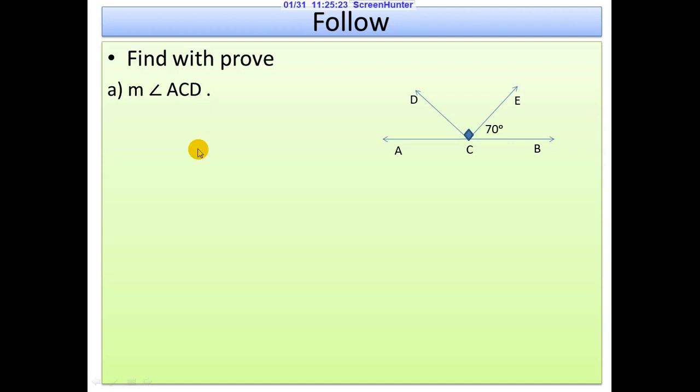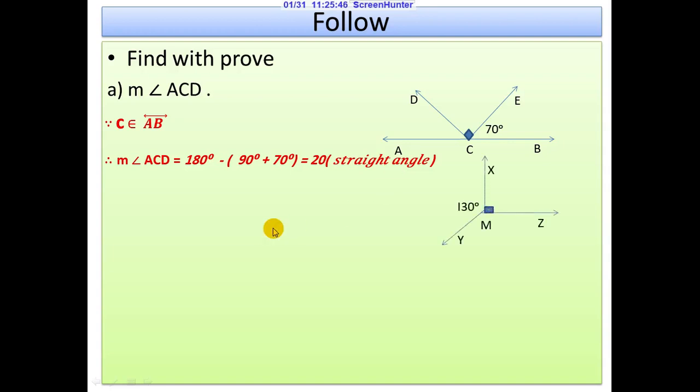Yes, we must, as the first time, write the condition here. Since C belongs to AB straight line, therefore measure of angle ACD equal 180 minus, open brackets, 90 plus 70, equal 20 degree. This is a straight angle.